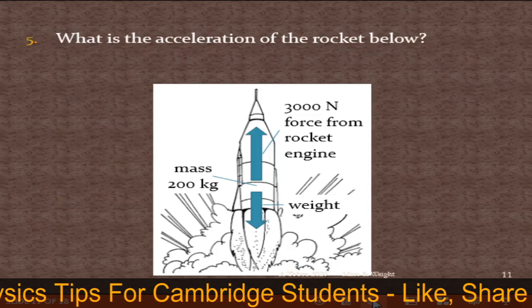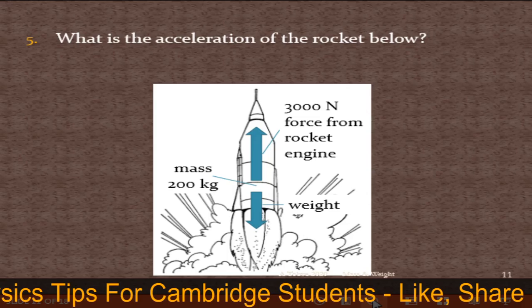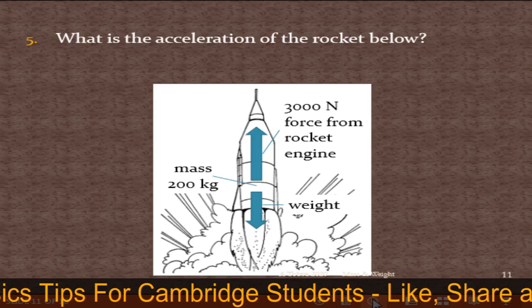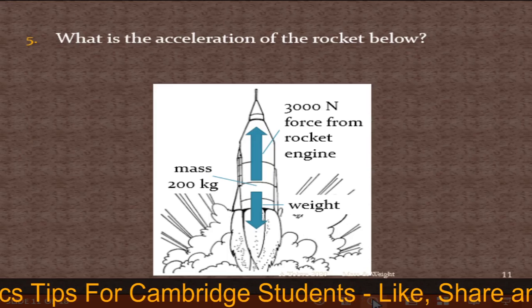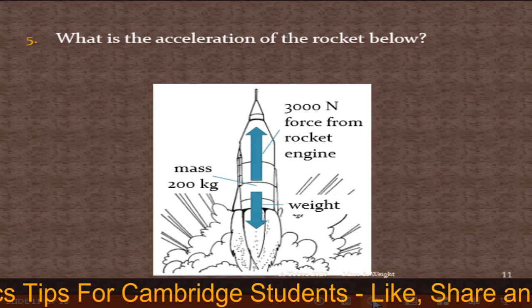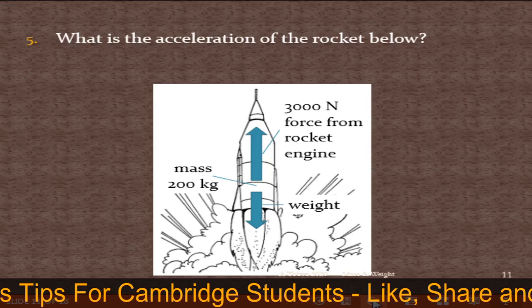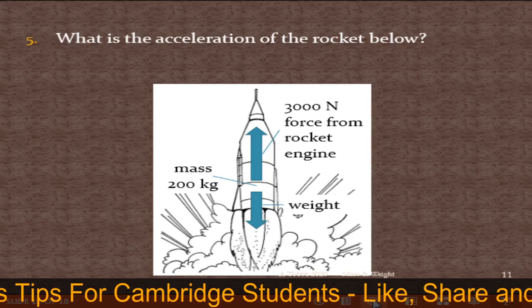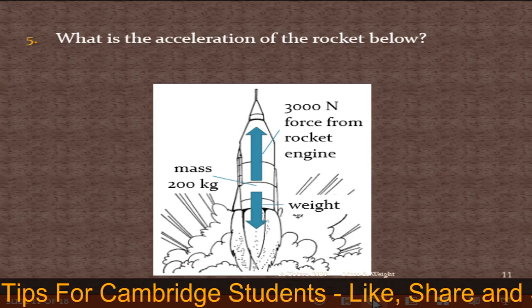Number 5, what is the acceleration of the rocket below? Now, you first of all find the resultant force, 3,000 minus the weight, which is 200 times 10. So 3,000 minus 2,000, giving you 1,000 newtons. Acceleration is equal to force over mass, which would be the resultant force divided by the mass, 1,000 over 200. That gives you 5 meters per second squared. So for those of you who are still doing their Form 3 level, you do not need to stress yourself with this one.